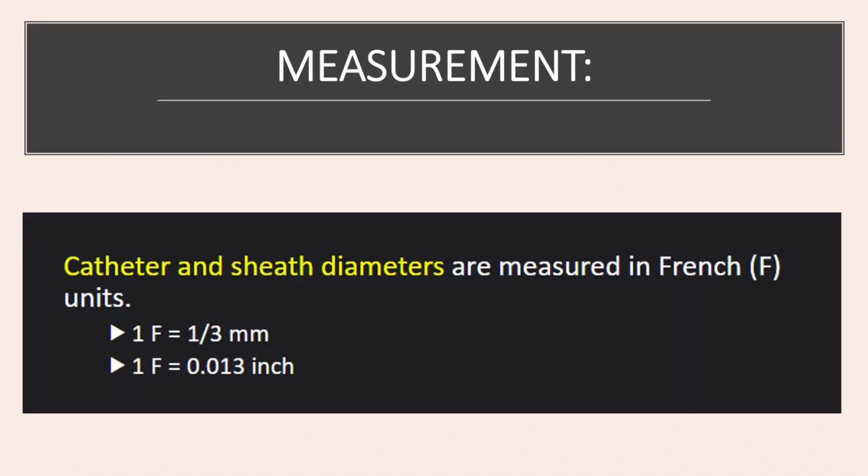For the catheters and the sheath, we measure them in French. As I mentioned, for the cannula we measure through the gauge, and for the catheter and sheath diameters, we measure in French units.